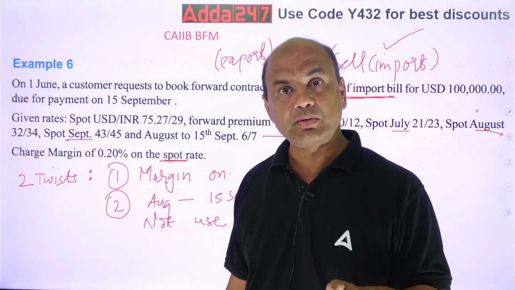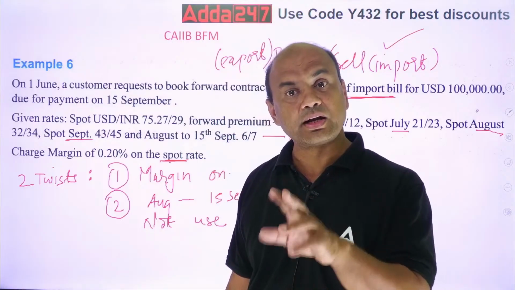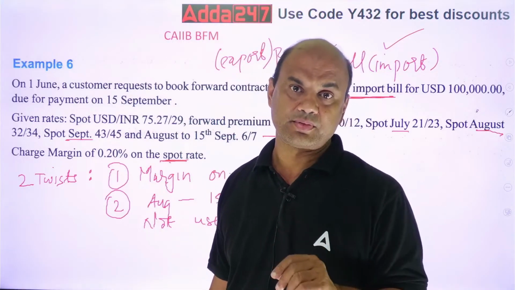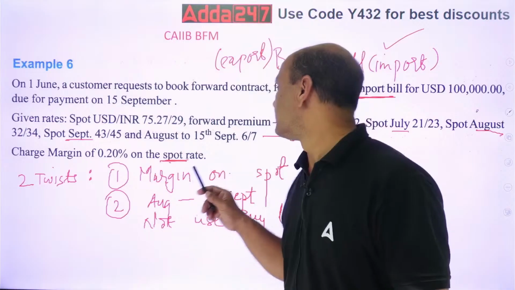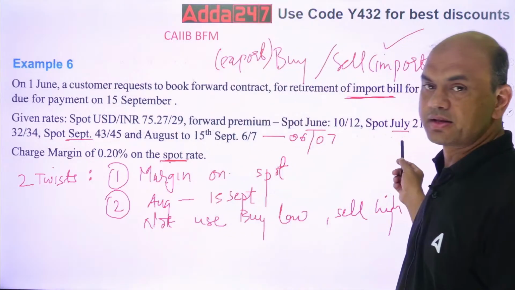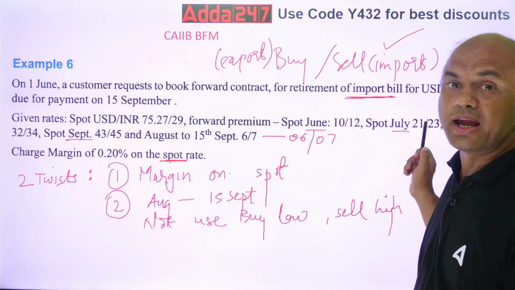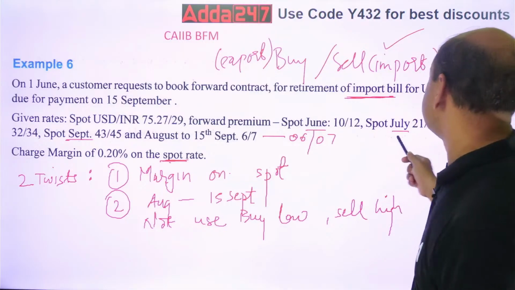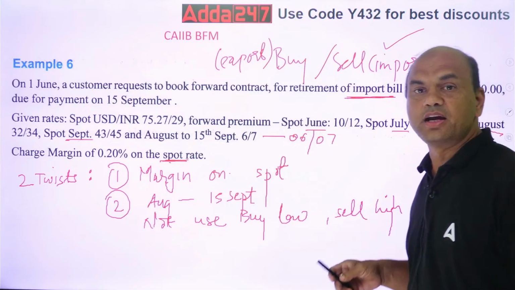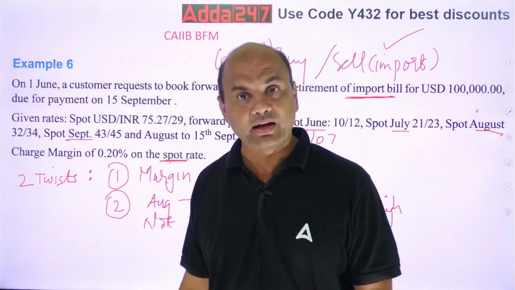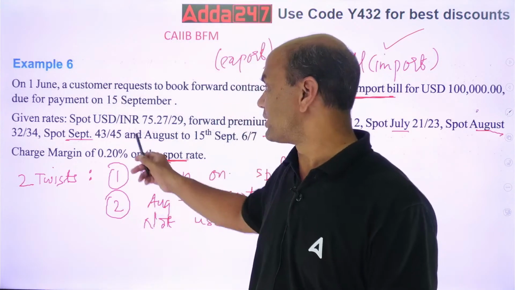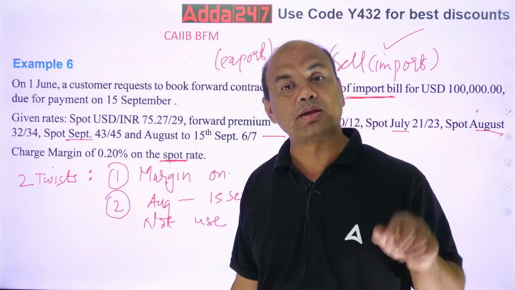Whenever you want the beginning of any month, the rate is of the earlier month. Because when I say July rate, it means it's for the July end. When I say August rate, it means it is for the August end. When I say September rate, it means it is for the September end.